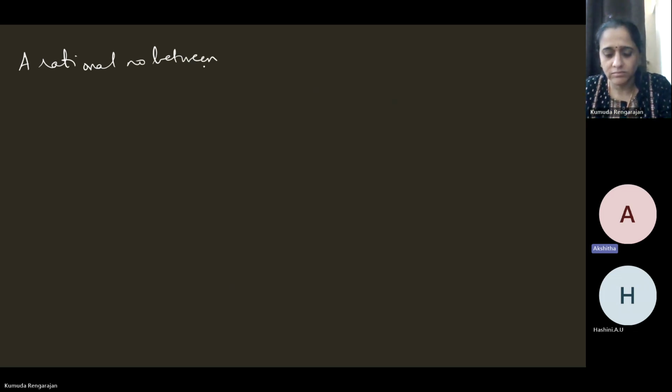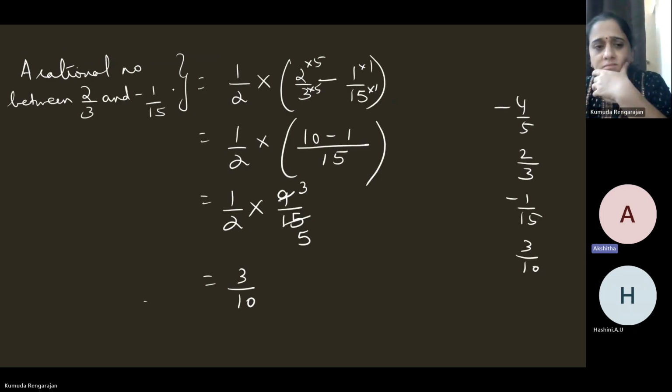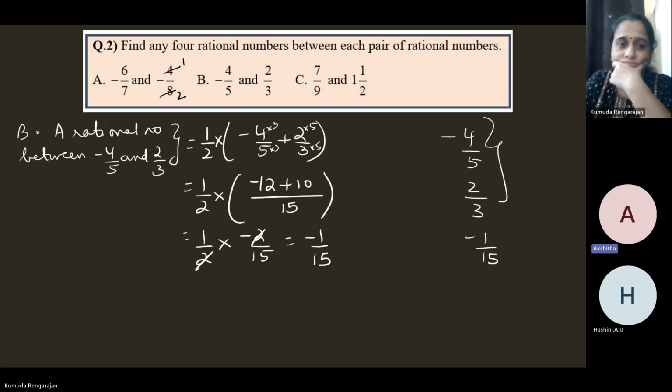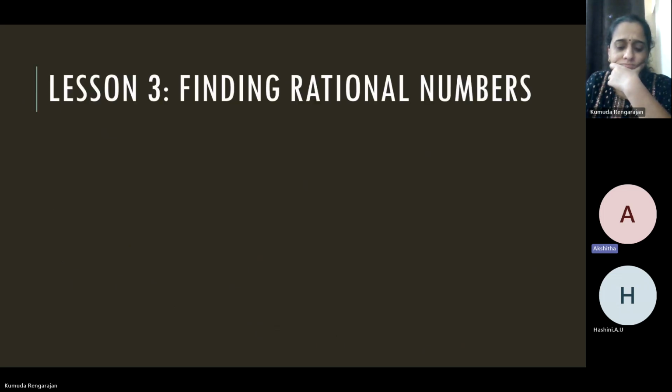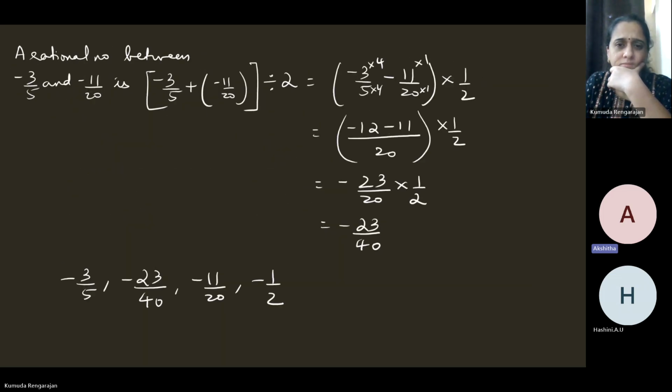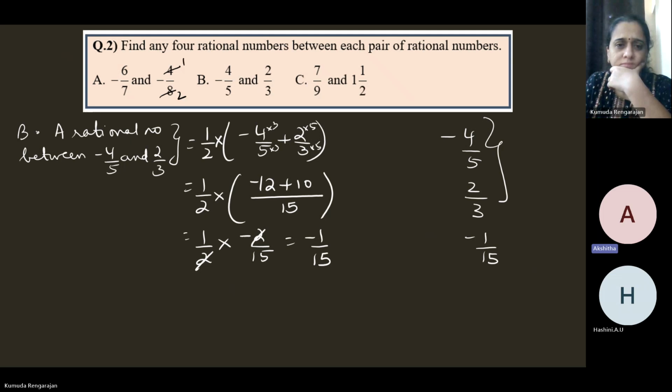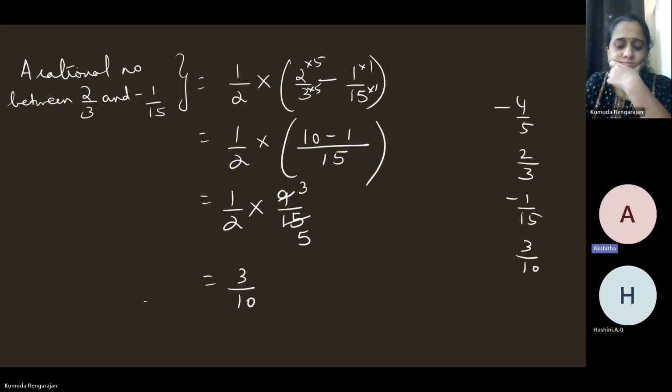Ma'am, I have a doubt, ma'am. In the mean method, in the book they have given that the answer for 3/7 and -2/5 is -29/70, ma'am. But they are again using it for the next same two numbers to find the between numbers, ma'am. We should do like that.